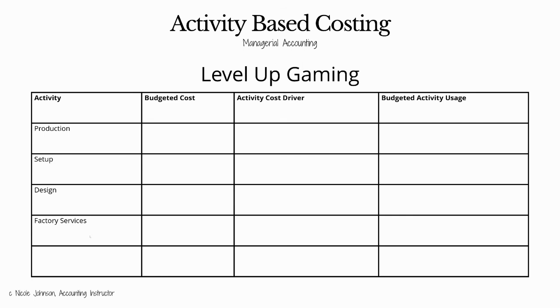We're going to look at the budgeted cost, the activity cost driver, and the budgeted activity usage for each of these activities. For production, the budgeted cost is $600,000. The activity that drives the cost is direct labor hours, and they're expecting 100,000 direct labor hours to be used. For setup, the budgeted cost is $2 million, with the activity cost driver being setups. Budgeted activity usage is 200 setups.